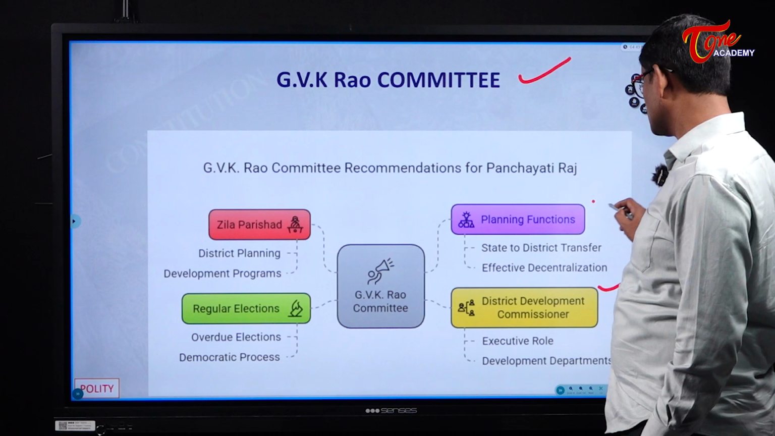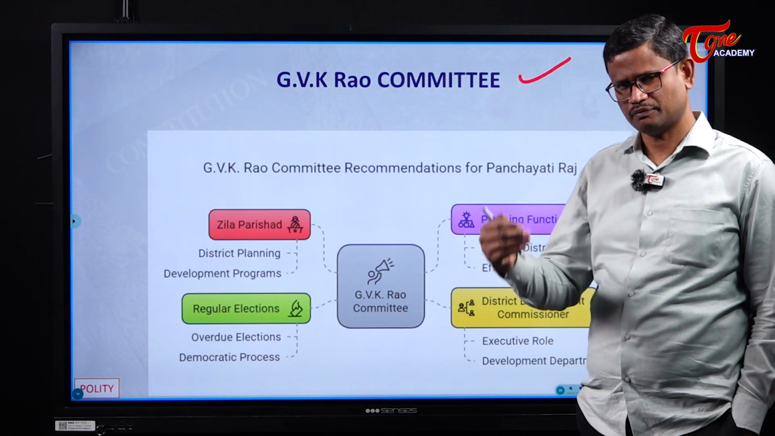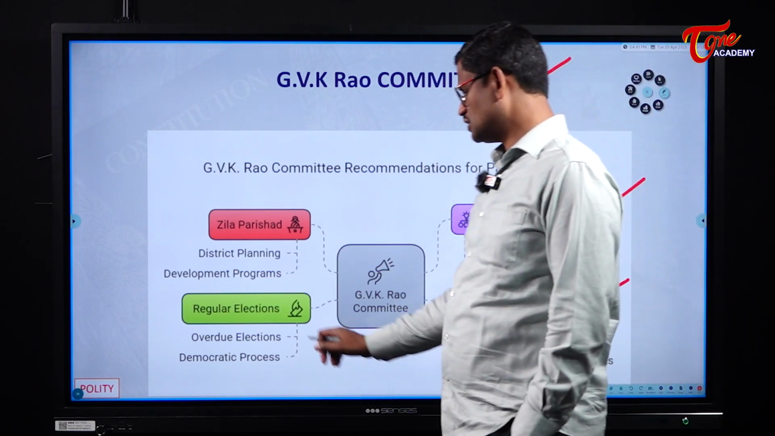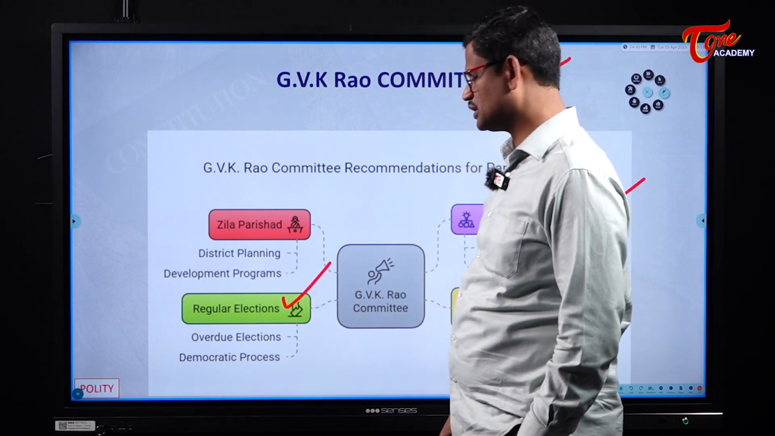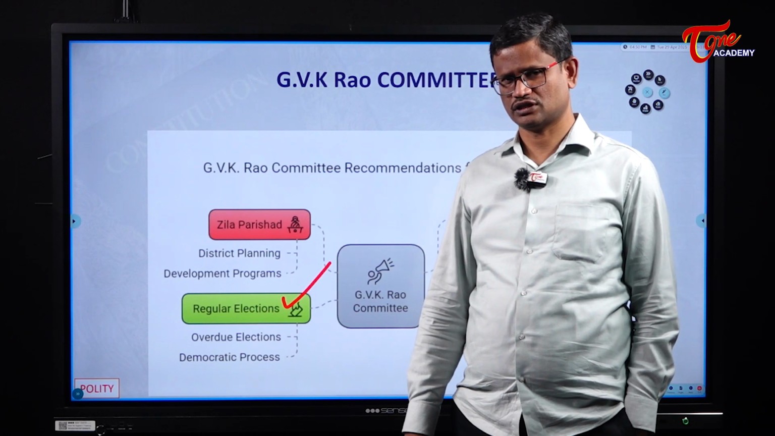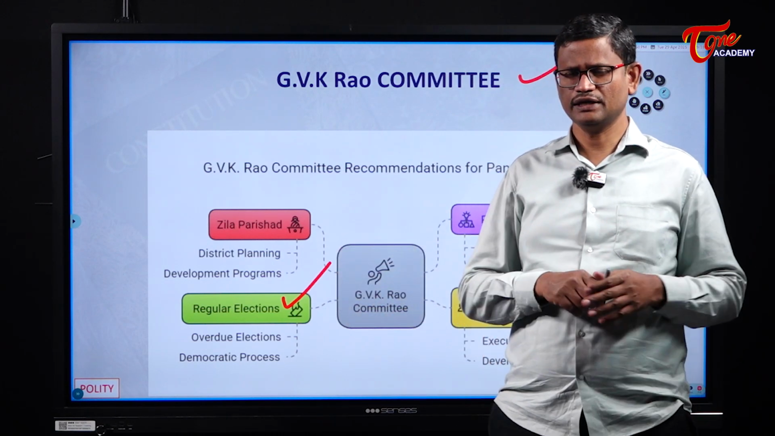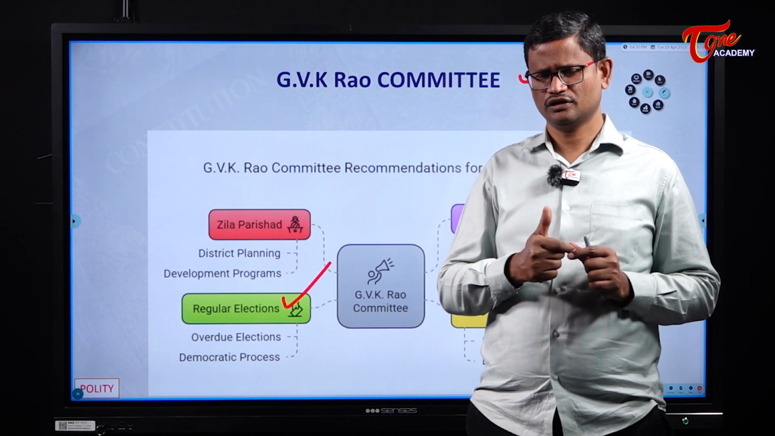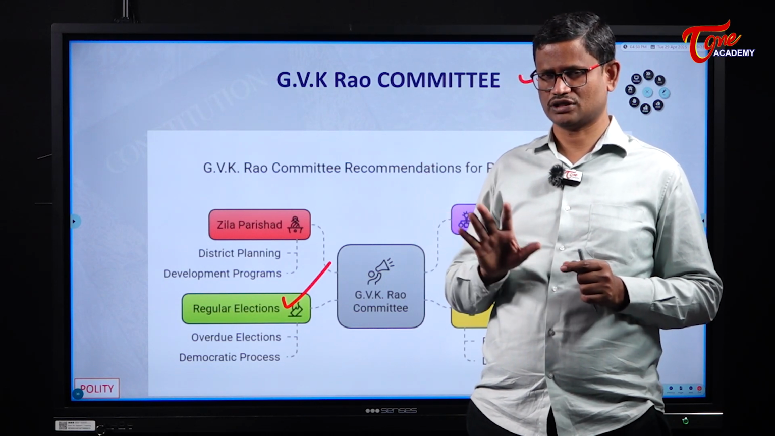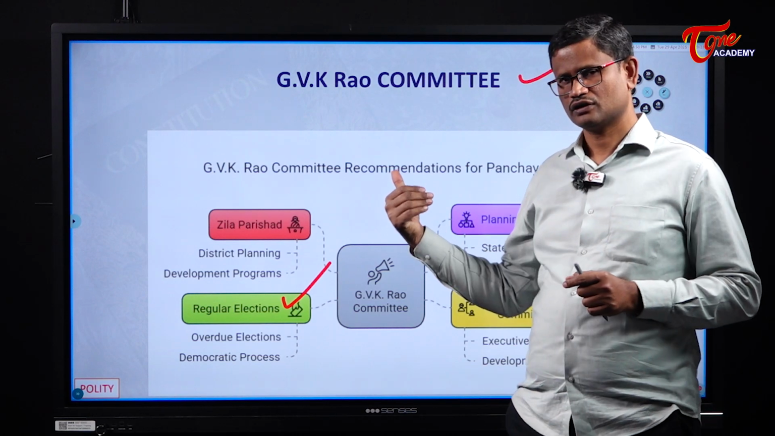And then it also recommended that the function of planning must be decentralized. Some of the functions of planning must be decentralized from the state government to the local self-governing institutions. GVK Rao committee also recommended conducting elections to the local bodies at regular intervals. And there should be no supersession of the governments of the local bodies for a very long period. That's about GVK Rao committee. One is for planning and development, district is the ideal unit, and it must be done in the Jilla Parishad. So Jilla Parishad must have a chief executive officer who is called District Development Commissioner. Then some of the functions of planning must be decentralized from the state to the level of the local governments.